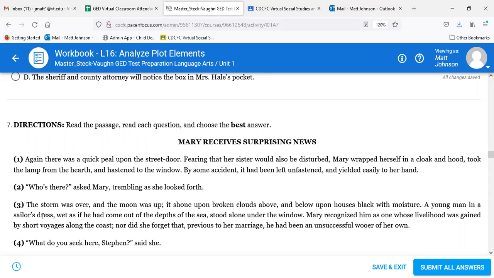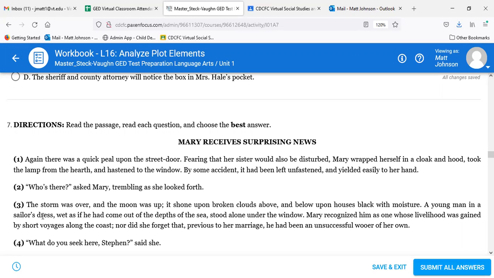So on number 1 here, again, there was a quick peal upon the street door. Fearing that her sister would also be disturbed, Mary wrapped herself in a cloak and hood, took the lamp from the hearth, and hastened to the window. By some accident, it had been left unfastened and yielded easily to her hand.